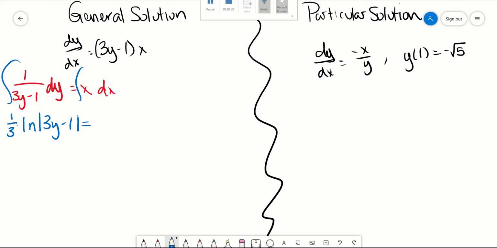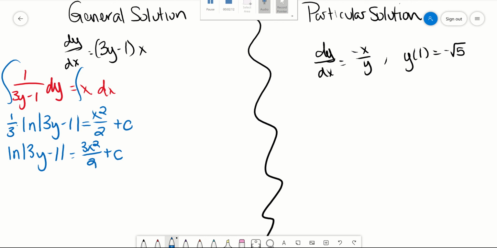And then on your right side, it's a little easier. It's just x squared over 2, and then you have plus c because these are indefinite integrals. So that on a typical year for free response questions is anywhere from 2 to 3 points. You get your antiderivatives, you get your plus c. So since it's asking for a general solution, that means we're still going to have a c in here. We just need to get y by itself. So we would start by multiplying by 3 to get rid of that 1/3. So ln of 3y minus 1 is going to equal 3x squared over 2. You could write 3c, but 3c is still a constant, so I'm just going to call it c still.